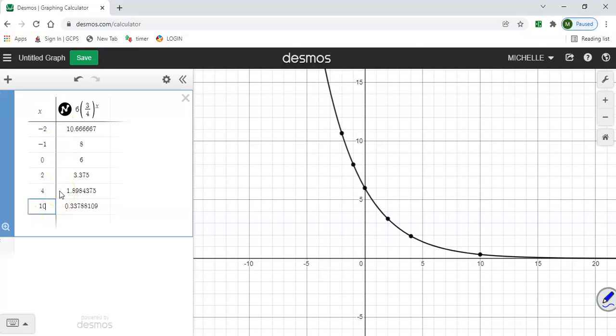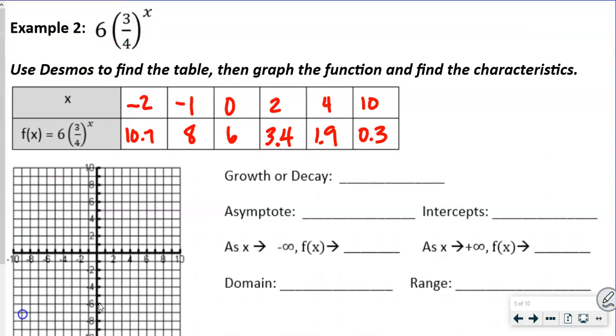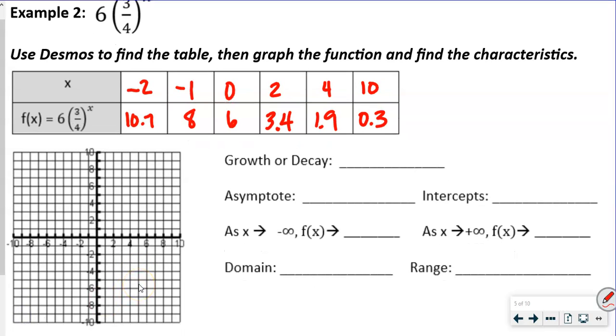So we're going to pull these and we're going to put them in our table. And I did it by 2's. Actually, I got a -1 there, but I did it mostly by 2's because that's what our table is, okay? So now what I did was I took those values and I put them in our table. Now what we're going to do is go ahead and graph this.